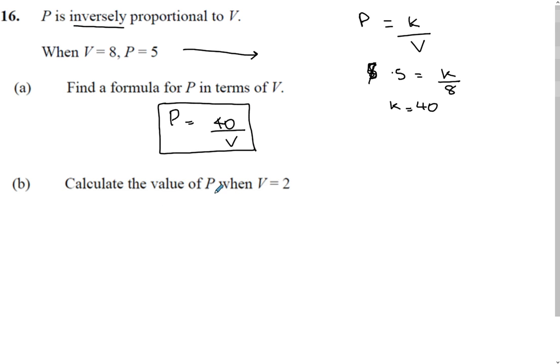Okay, calculate the value of P when V is 2. So that's really simple and straightforward. So you've got 40 divided by 2, which is 20. So that would be an easy 2-mark question in the exam. Really quite soothing, isn't it?